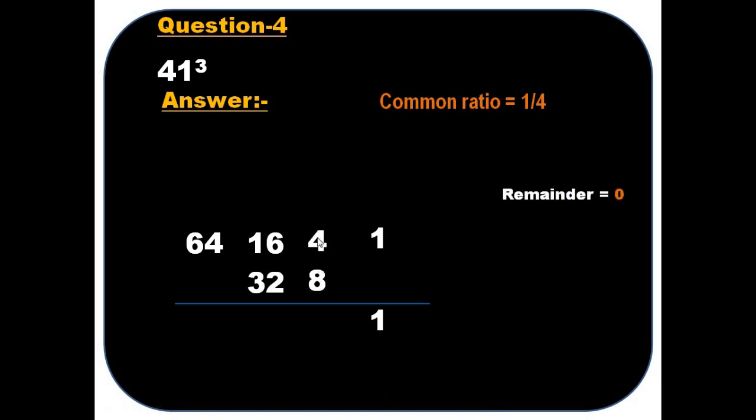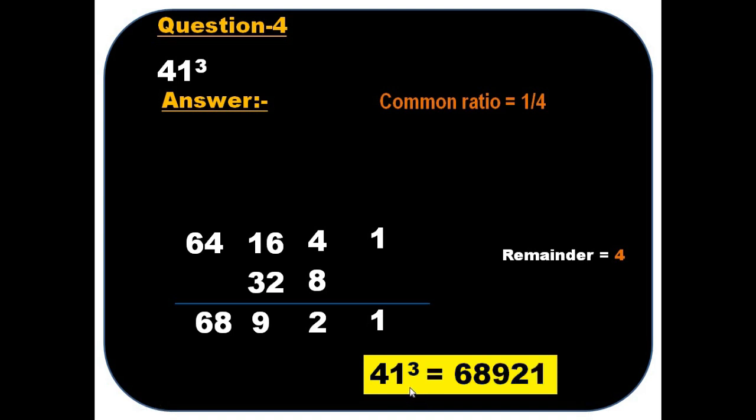Now 8 plus 4, 12. The remainder is 1. 32 plus 16, that is 48. Then plus 1, that is 49. And the remainder is 4. 64 plus 4, it is 68. So our answer, 41 cube is 68,921.